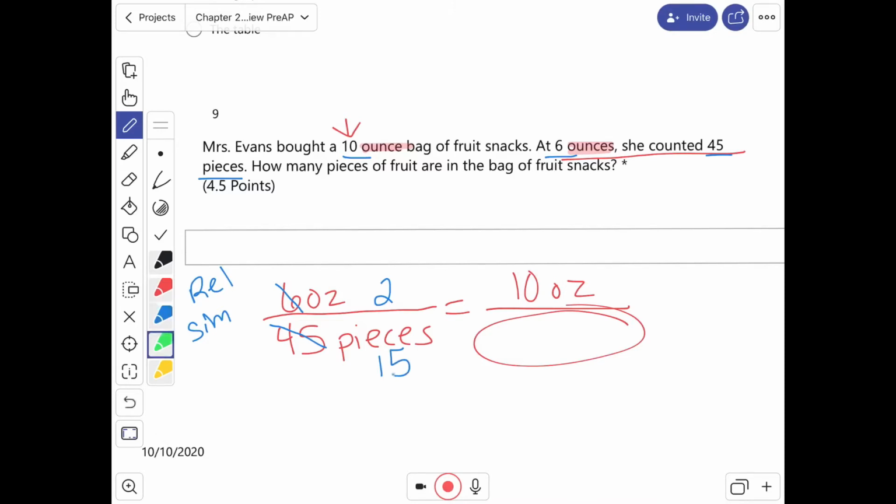Now look for a relationship. Could I do something to 2 to get to 10? I could. I could multiply by 5. So if I do that on bottom, 15 times 5 gets me 75. So the answer is 75. There should be 75 pieces.